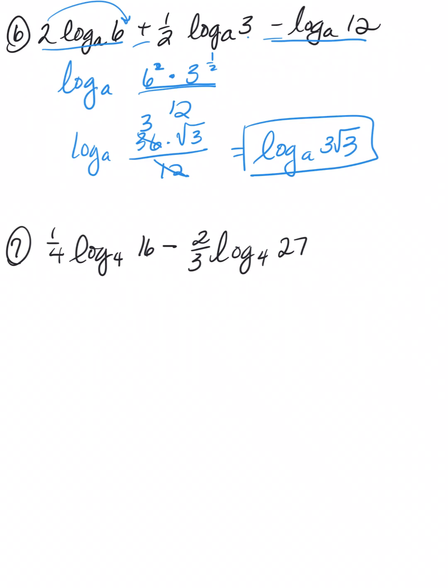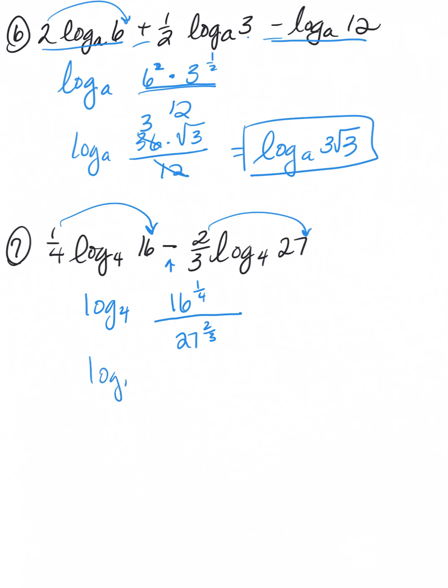Number 7. All right, let's move our powers over where they need to go. So log base 4, it has a minus sign, so I know it's going to have a division bar. So I'm going to have 16 to the 1/4 power over 27 to the 2/3 power. All right, now, that means the log base 4 of the 4th root of 16 divided by the cube root of 27 squared. All right, that's a hot mess, right?